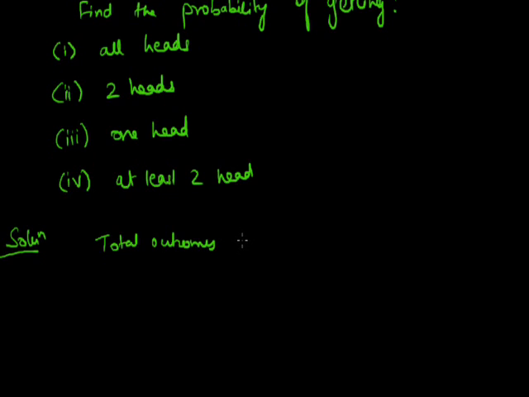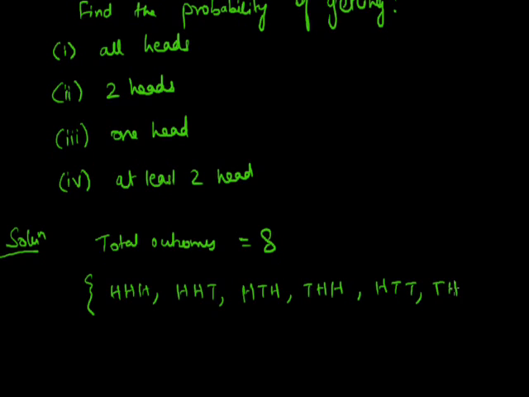when 3 unbiased coins are tossed will be 8, and those outcomes are head head head, head head tail, head tail head, tail head head, head tail tail, tail head tail, tail tail head, and tail tail tail. So these are the 8 possible outcomes that we'll get when we toss 3 unbiased coins.